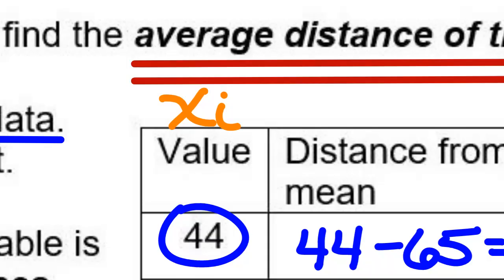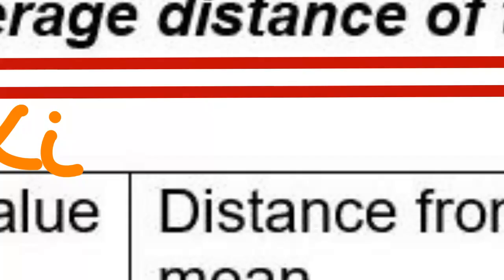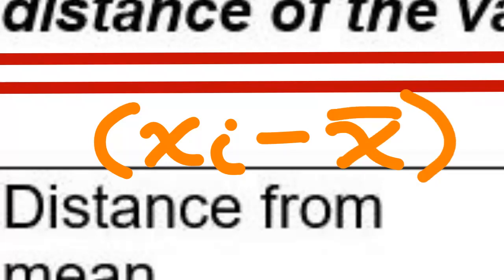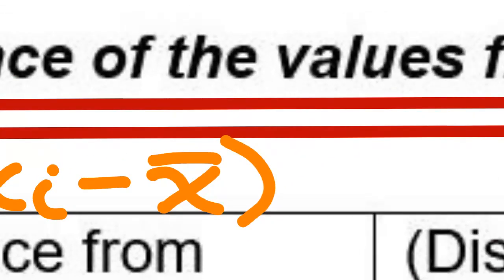We use I to represent the fact that I don't know how long this list is going to be, but there's a lot of data on this list. So calculating standard deviation, the first thing we do is we calculate how far each of those data values is from the mean. X bar here stands for the mean, the average.